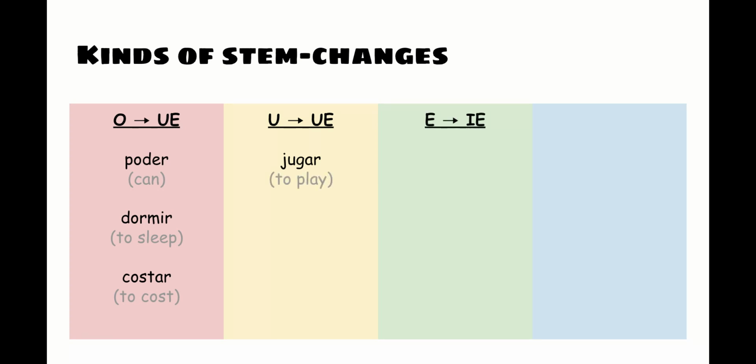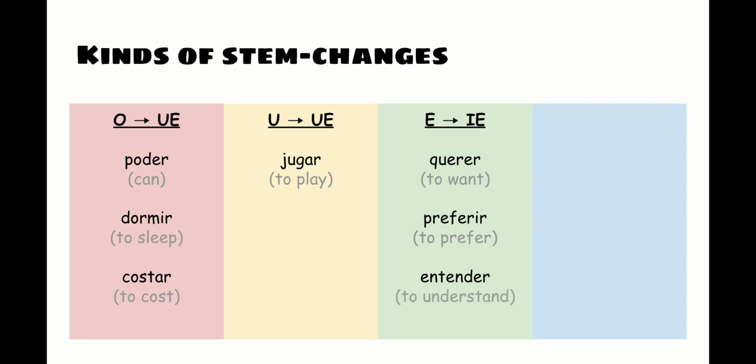You can change an E to an IE, and verbs that do this are verbs like querer, which means to want, preferir, which means to prefer, and entender, which means to understand. All three of these verbs will change the E to an IE. And then finally, you can change an E also to an I. Some verbs that change an E to an I are pedir, which means to order or ask for, servir, which means to serve, and seguir, which means to follow.